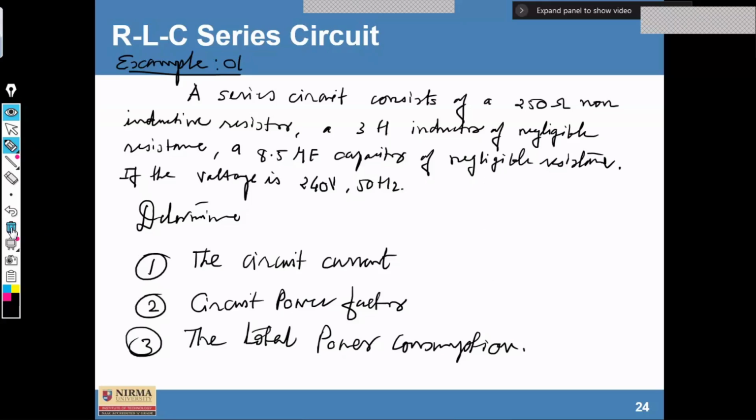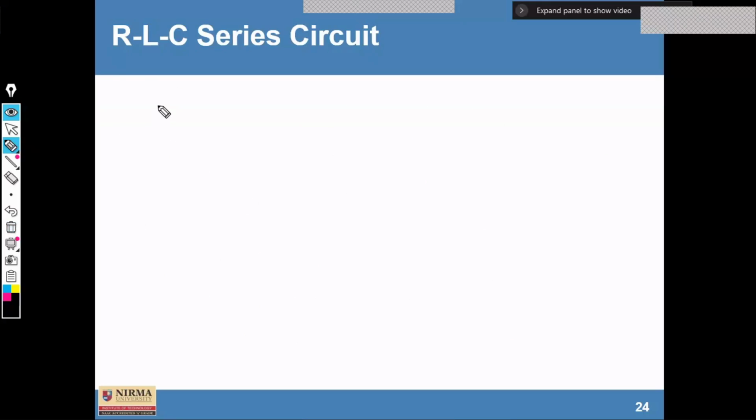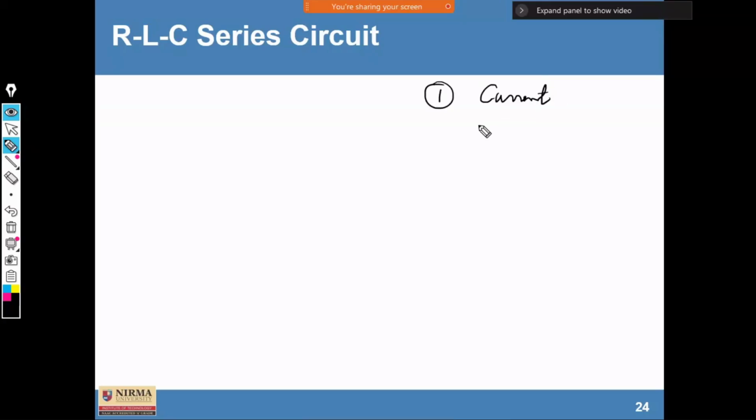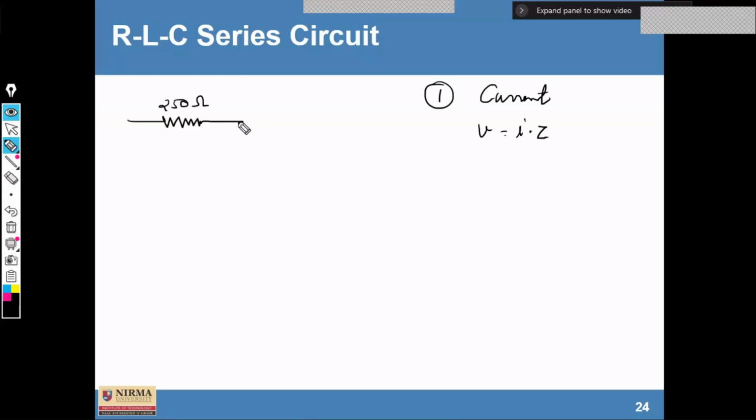So I am going to draw a circuit diagram here. Our first case is to find out the current here. And we know that the equation V is equal to I into Z can be used here. First of all, the value of R is 250 ohm, and the value of inductor L is 3 Henry. The third element is a capacitor having, how much is it?